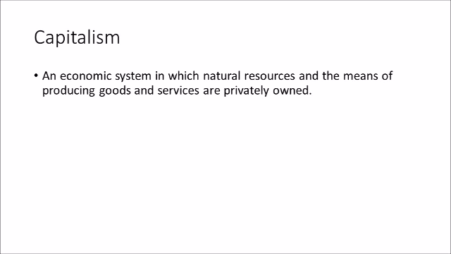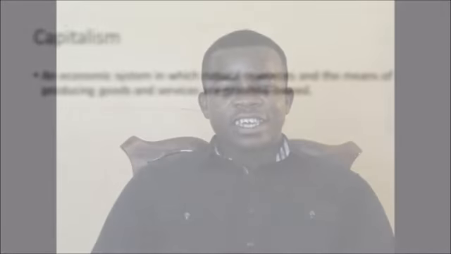Capitalism, an economic system in which natural resources and the means of producing goods and services are privately owned. In a capitalist system, individual men and women own a society's productive property, including investment banks, healthcare corporations, auto factories, large farms, and even hardwood forests.